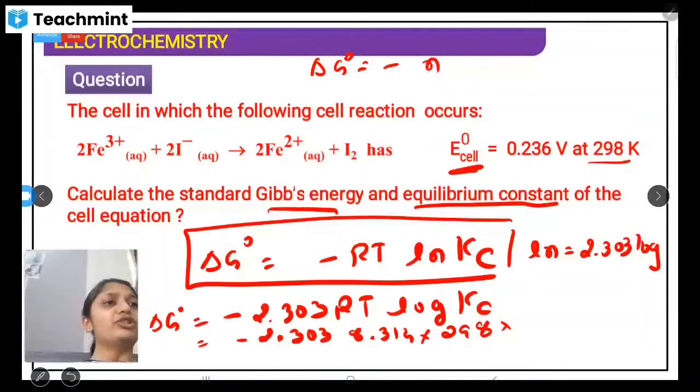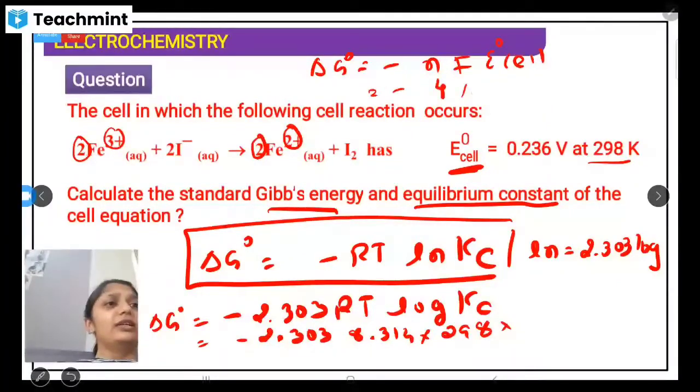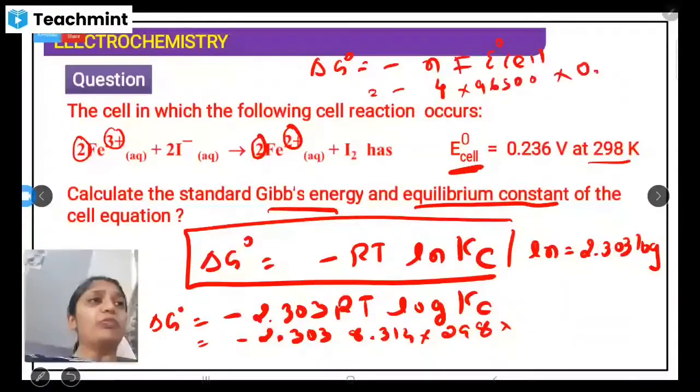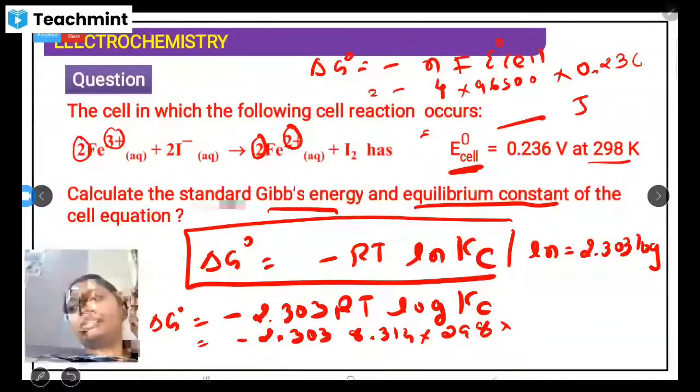So formula is minus nF E naught cell. So number of electron, if I can see here, is how much total, students? See, 2 3s are 6 minus 2. So it will be total 4. Here also you have 4. So students, I will write 4 here, 96500 as your Faraday, and E naught cell if I'll write 0.236, then students find out your delta G.